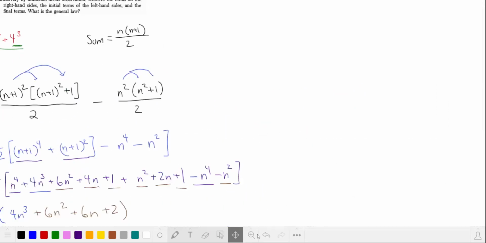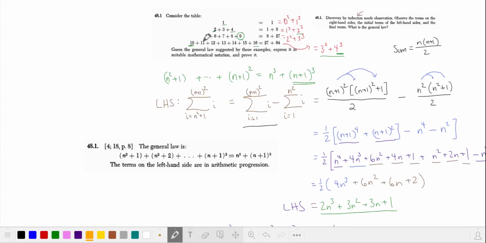Let's take a look at their solution. If we reread the problem statement, we're supposed to guess the general law by these examples, express it in suitable mathematical notation, and then prove it. They didn't use the summation notation, which I guess it's okay. As a teaching tool, this book fails because it doesn't actually show the proof. Their observation that the left-hand side is an arithmetic progression, I'm wondering where they're going with this. Specifically, this is the sum of consecutive integers.